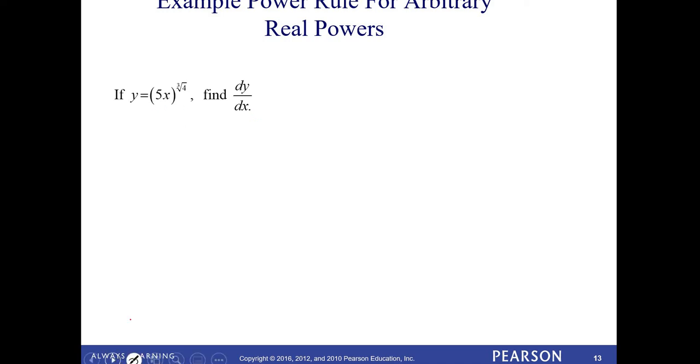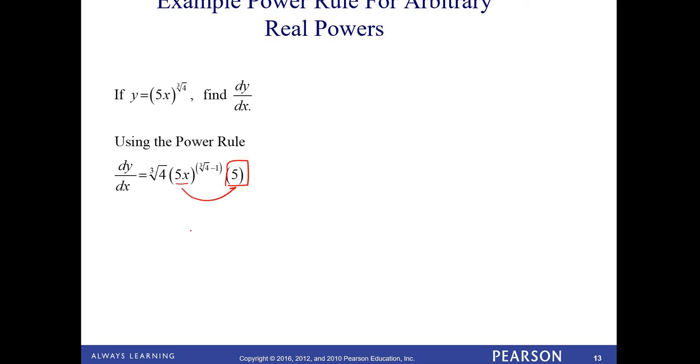So dy dx, we're going to start with our power rule, bringing that down. So using the power rule, the cube root of 4, 5x, the base stays the same, and it's the cube root of 4 minus 1, reducing the power by 1, times, using our chain rule on this, times 5. And that's it. We can't simplify it any further. So we've just added to our power rule by adding a chain rule to our base.